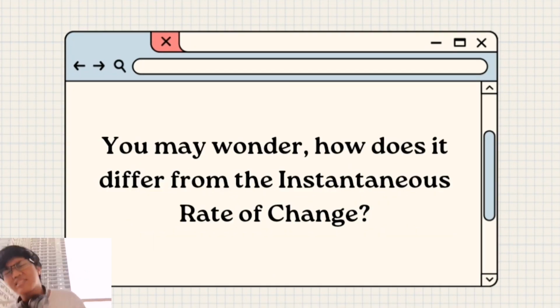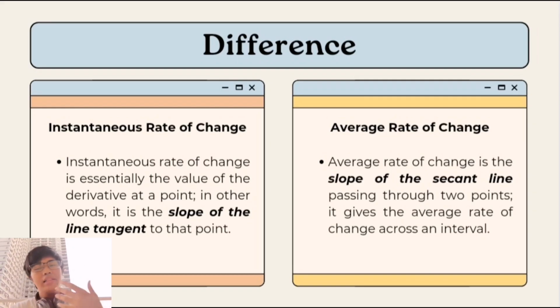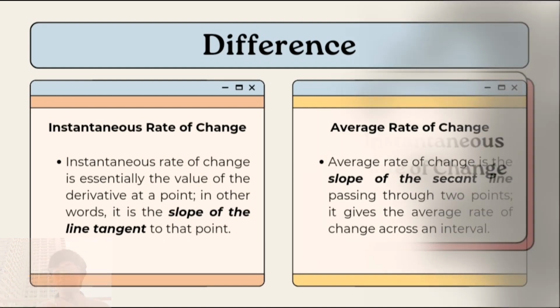But you may ask, what is the difference between them? Well, I think I can provide a simpler answer. So here are the differences between them. The instantaneous rate of change is essentially the value of the derivative at a point. In other words, it is the slope of the tangent line at that point. While the average rate of change is the slope of the secant line passing through two points, it gives the average rate of change across an interval.